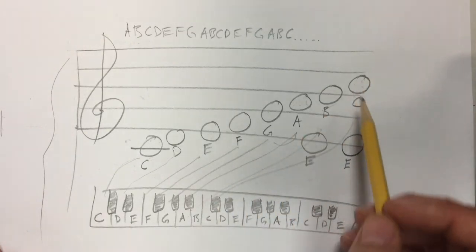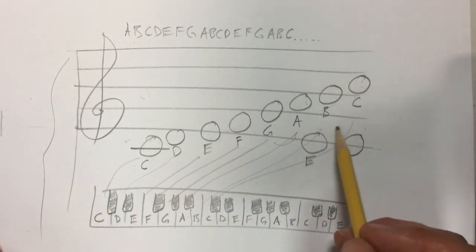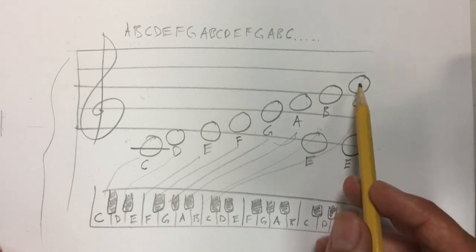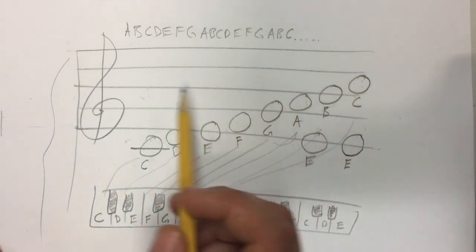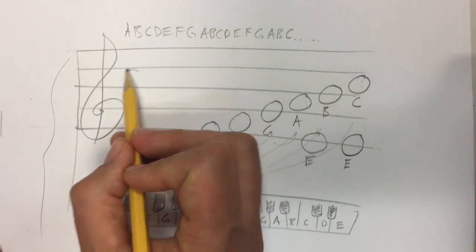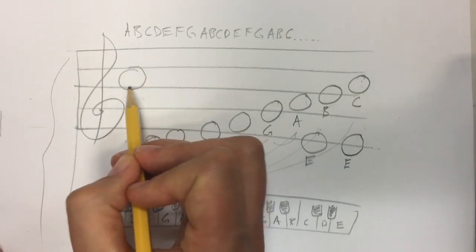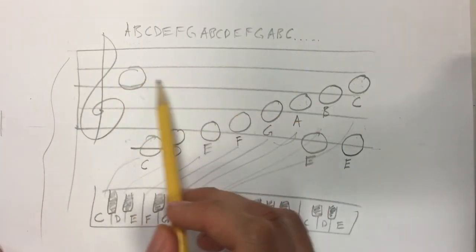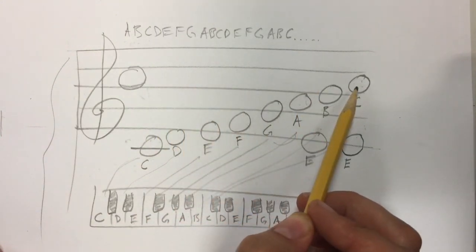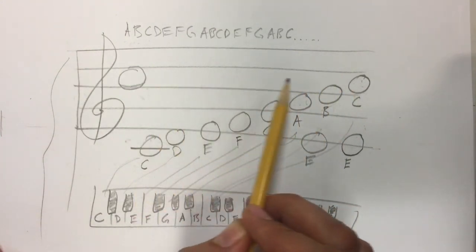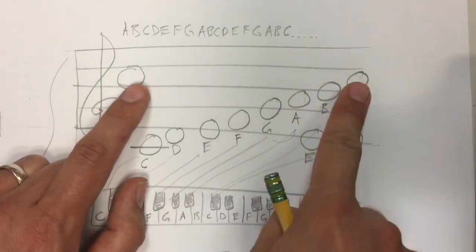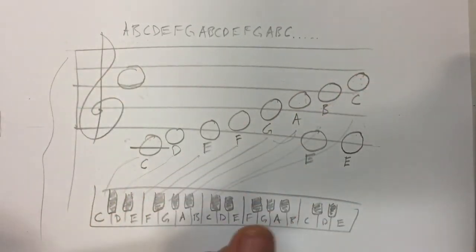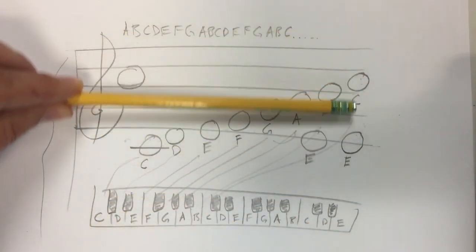Same thing up here. This C is on the third space up. If you look closely, 1, 2, 3. It's on the third space up. So if I came all the way over here and wrote this note, can you guess what that would be? It would be a C, right? Because it's on the same space. Doesn't matter that they look far away like this. That's not really the issue. The question is, where are they, up or down?